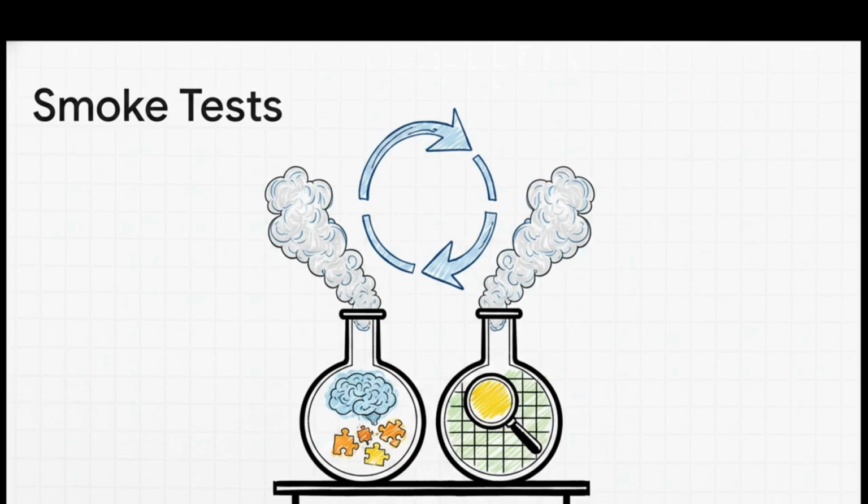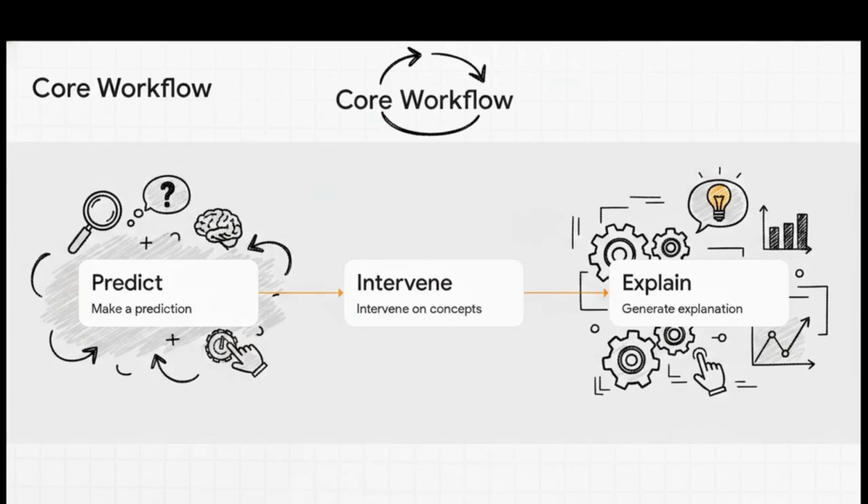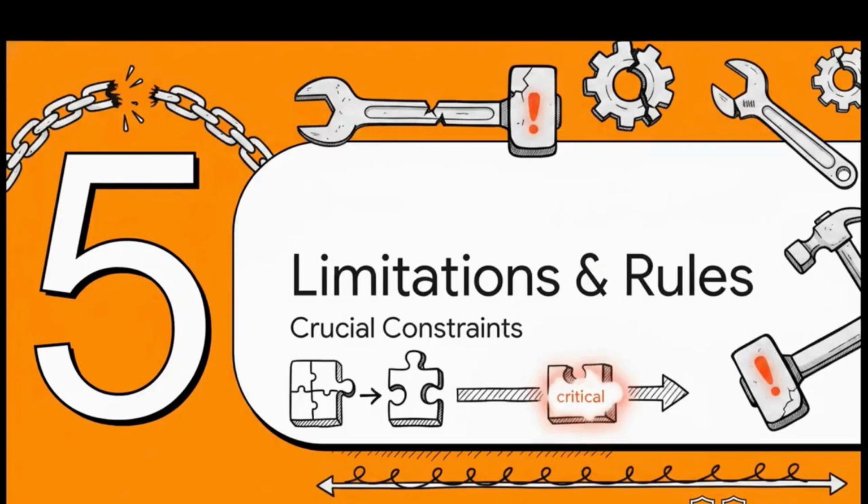Both scripts successfully exercise the core workflow loop. And what exactly is that core workflow loop? Well, it's these 3 rapid steps: predict, intervene, and explain. This is literally the heartbeat of using a concept bottleneck model. You make a prediction, you intervene on specific concepts to see how they impact the model, and boom, you generate an explanation. Both of the smoke tests we just talked about let you execute this exact 3-step sequence effortlessly. Let's move to our final part and see how this all builds together.